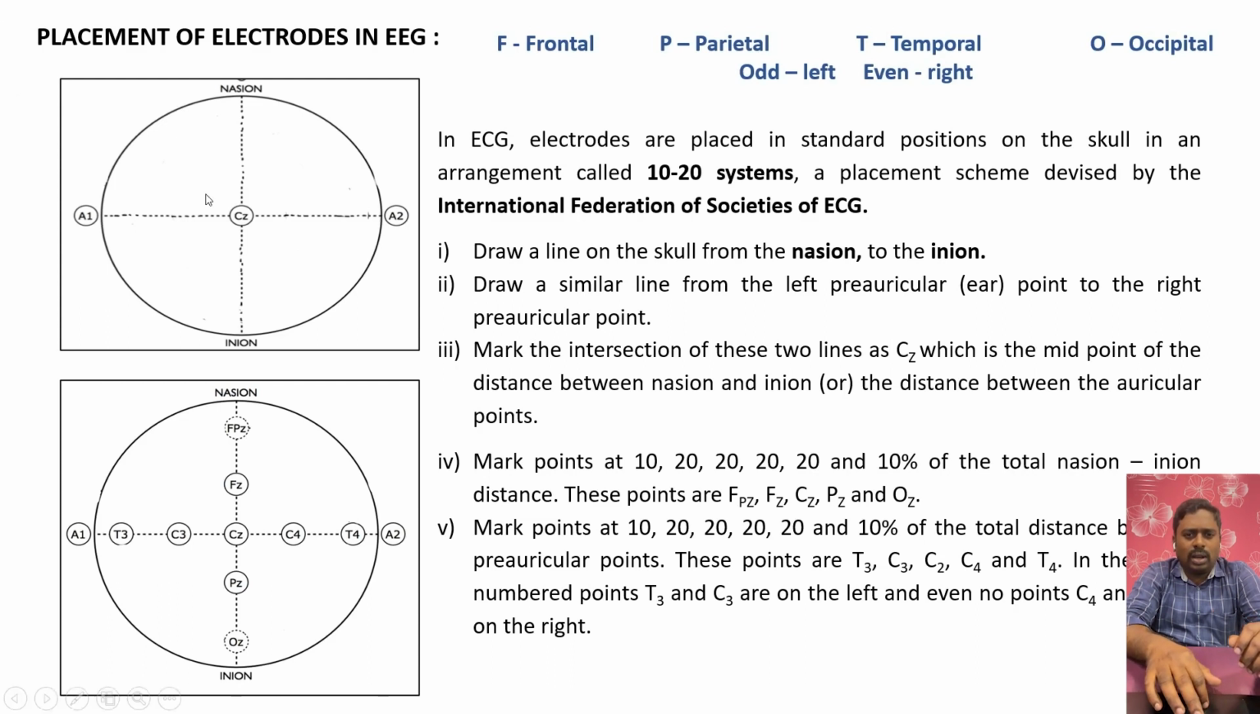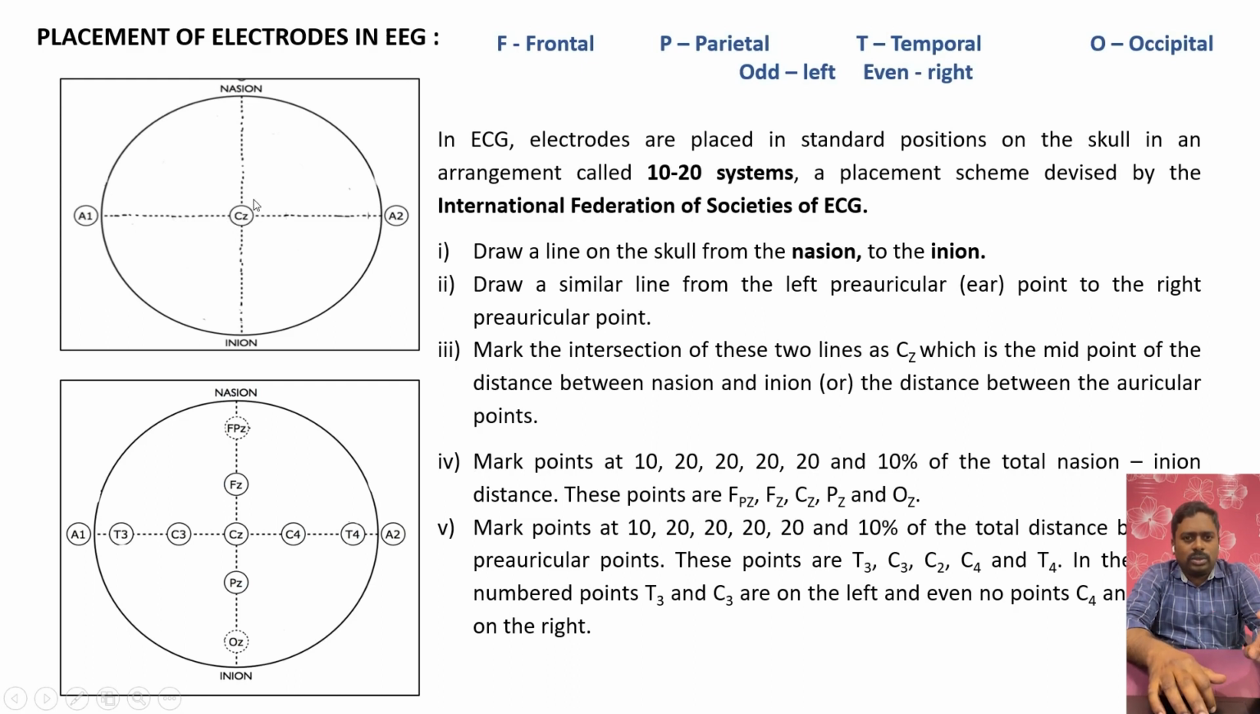First, draw a line from the nasion to the inion. This area is said to be the nasion. This area is said to be the inion. So just draw a line on the skull from nasion to inion. Draw a similar line from the left preauricular ear point to the right preauricular ear point, which is nothing but A1 and A2. At the center we have the intersection of the two lines, which is nothing but CZ.